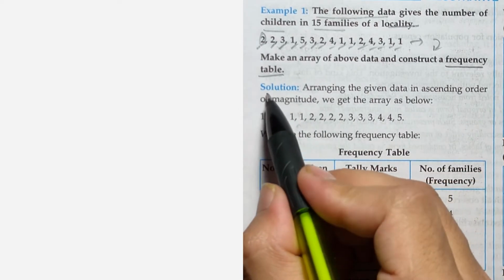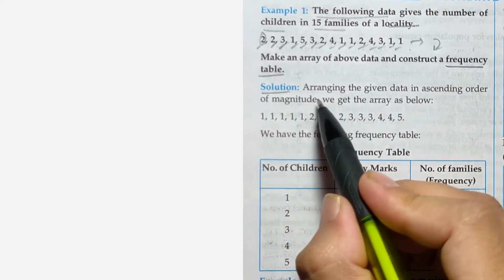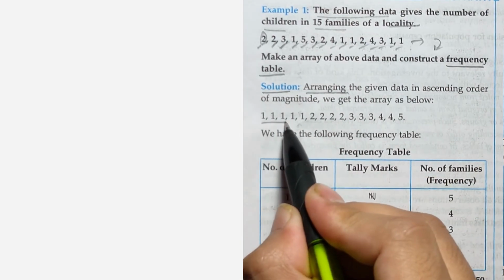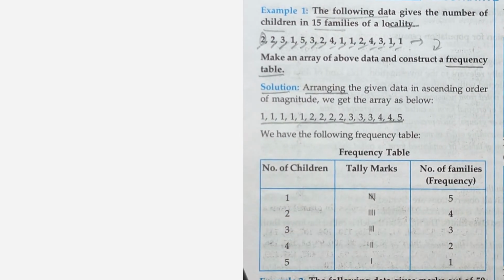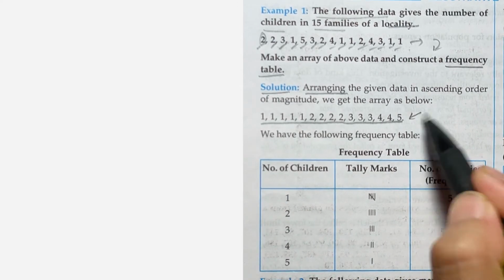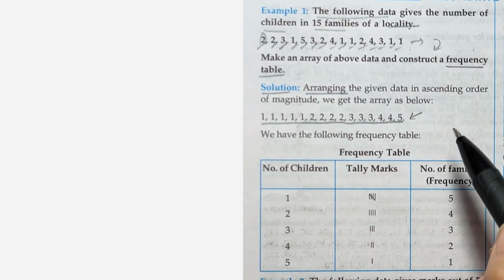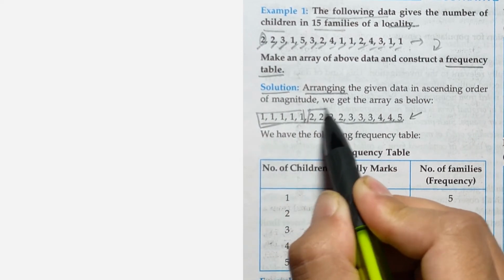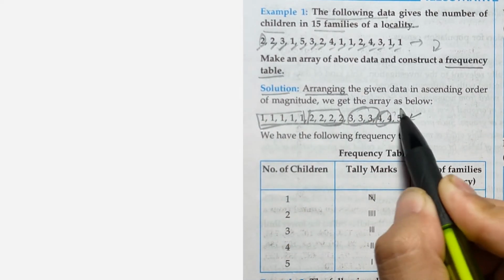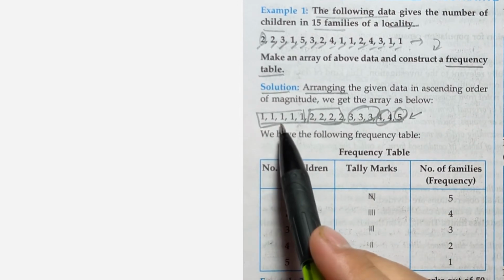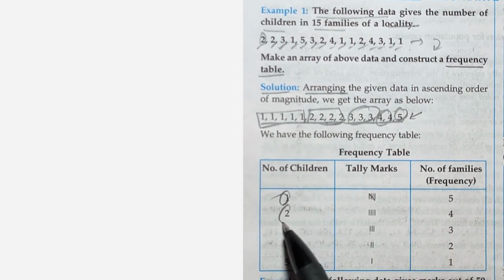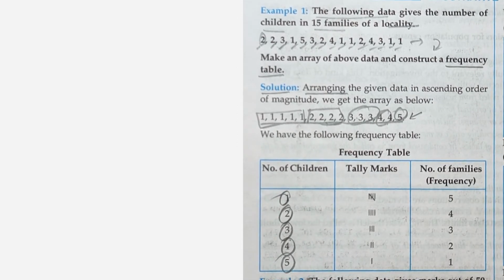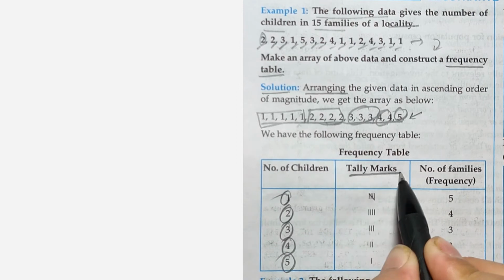Now how do we do this? Solution: first of all we'll have to arrange the data in ascending or descending form. Here they have arranged it in the ascending form, you can also arrange it in the descending form. Then we write the unique values under the table. So the unique values are 1, 2, 3, 4 and 5, and then we draw the tally marks.